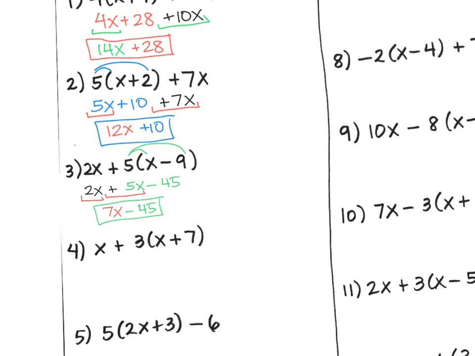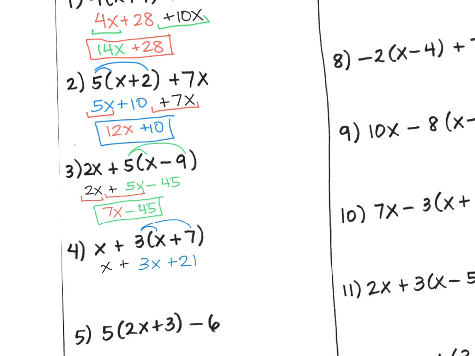Okay, if you haven't copied number 4, copy number 4. First I'm going to look for the parentheses again. I see the parentheses back here. So I'm going to go ahead and distribute the number in front of the parentheses. That's a 3x. Plus 3 times 7 is 21, and I'm going to bring down this x plus.